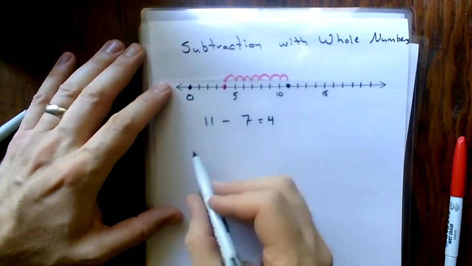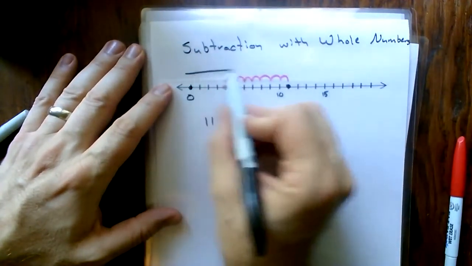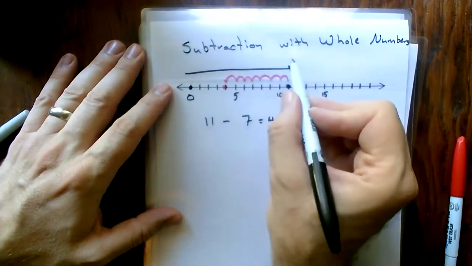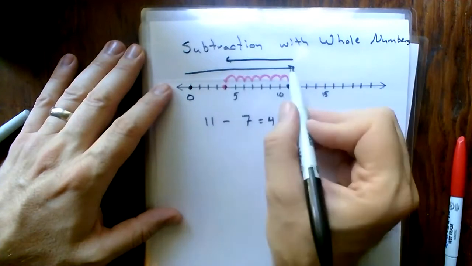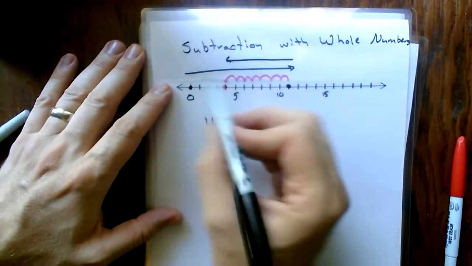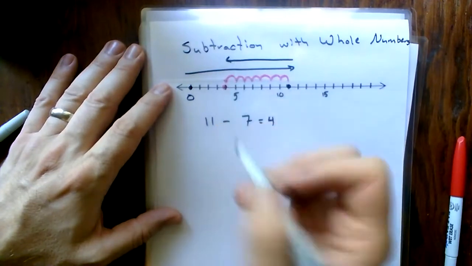Now, the idea behind a lot of this is just sort of figuring out where you end up on a number line. Start at 11, move back 7, we're at 4.